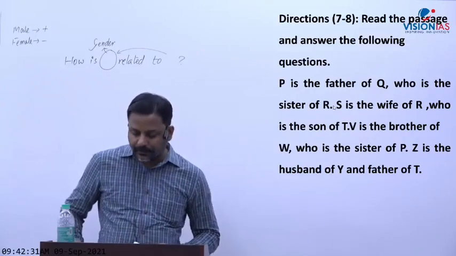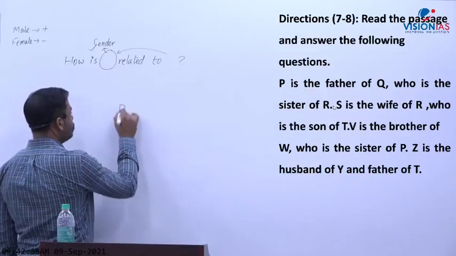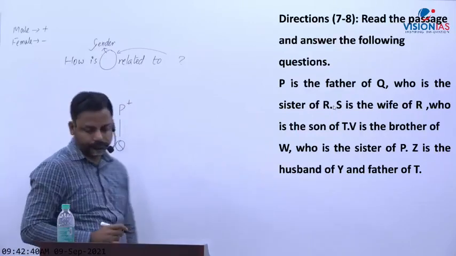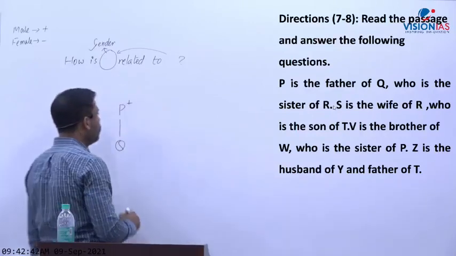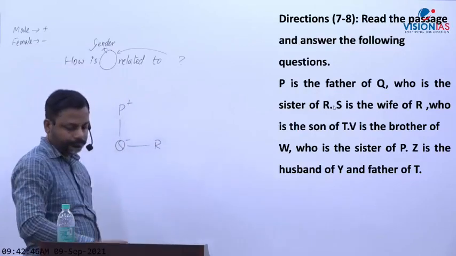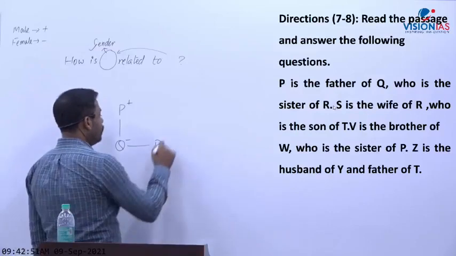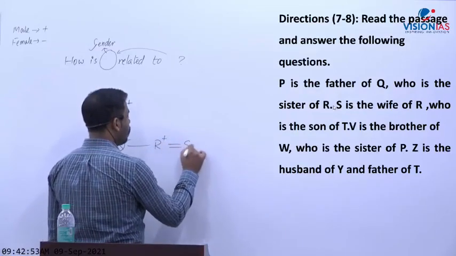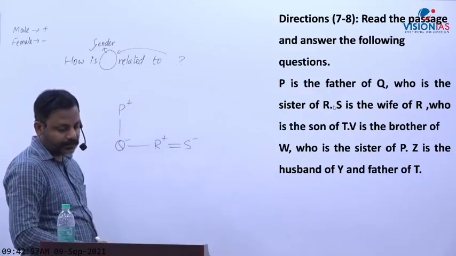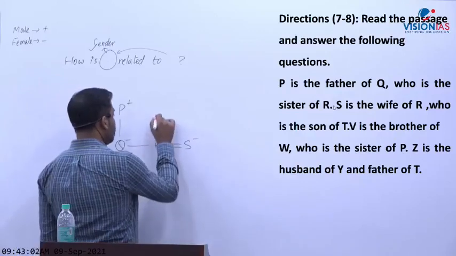See, P is the father of Q. Who is the sister of R? Means Q is the sister of R. S is the wife of R. Who is the son of T? Means R is the son of T.